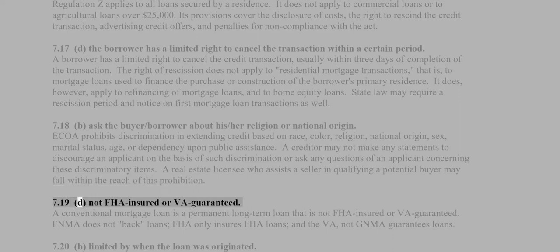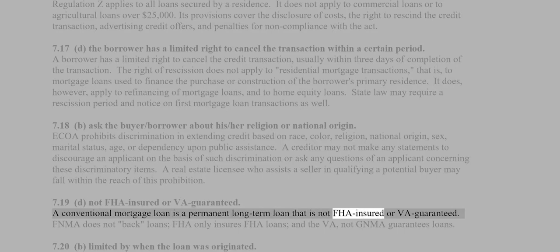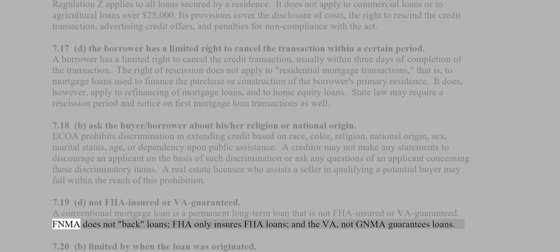7.19 d. Not FHA insured or VA guaranteed. A conventional mortgage loan is a permanent long-term loan that is not FHA insured or VA guaranteed. FNMA does not back loans, FHA only insures FHA loans, and the VA, not GNMA, guarantees loans.